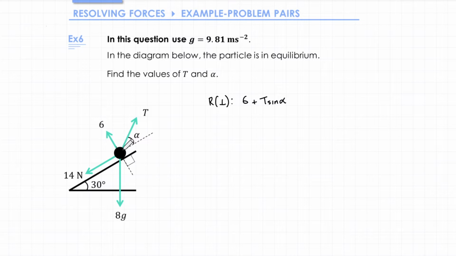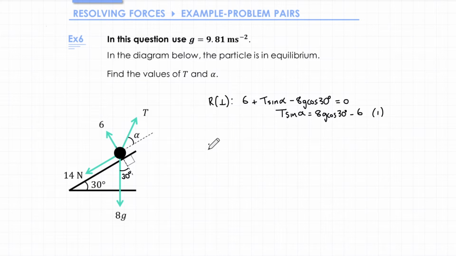Acting into the slope, we have a component of the weight force. This angle in here is the same as at the foot of the slope, 30 degrees. As we're crossing the angle, we get 8g cos 30. And as everything is in equilibrium, this equals 0. We'll rearrange to make T sine alpha the subject, and we'll label this equation 1.